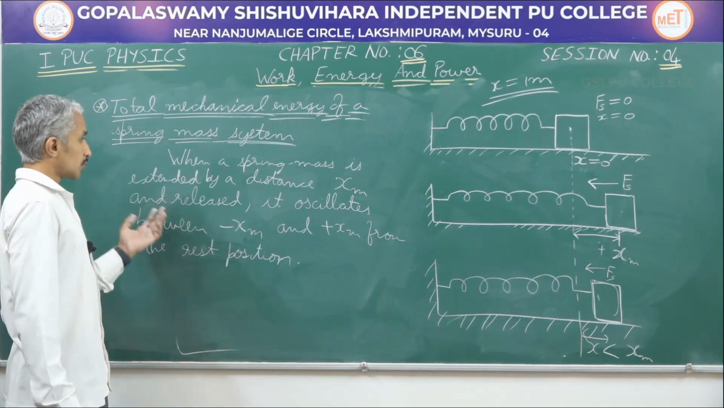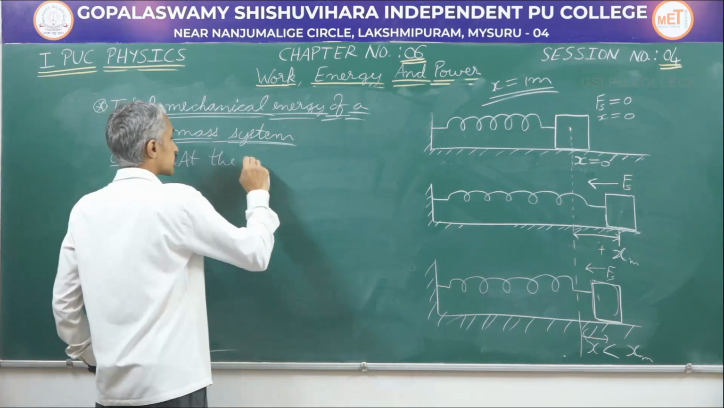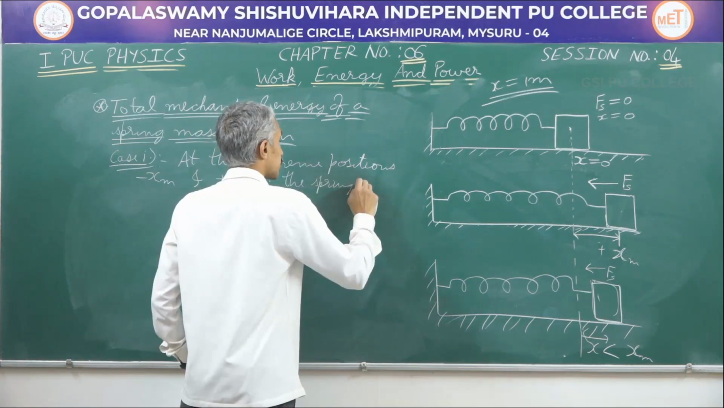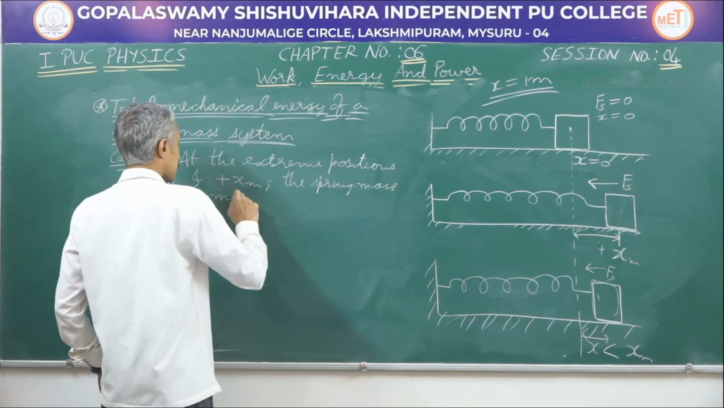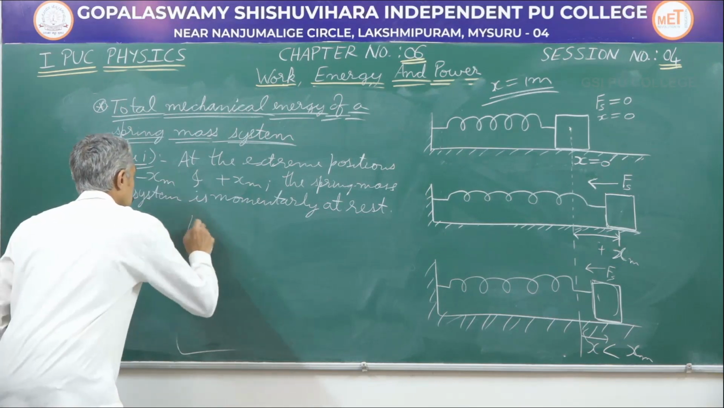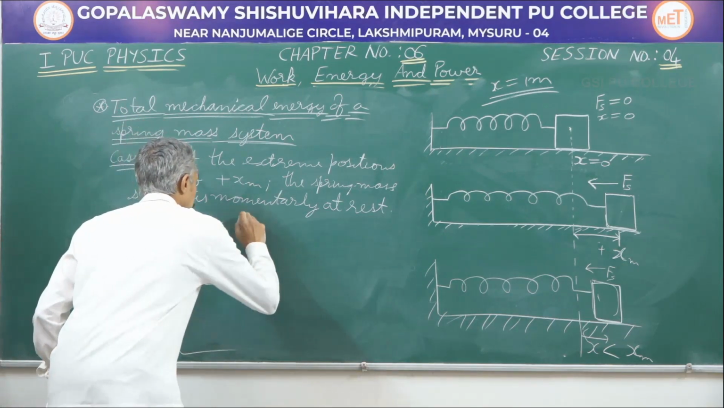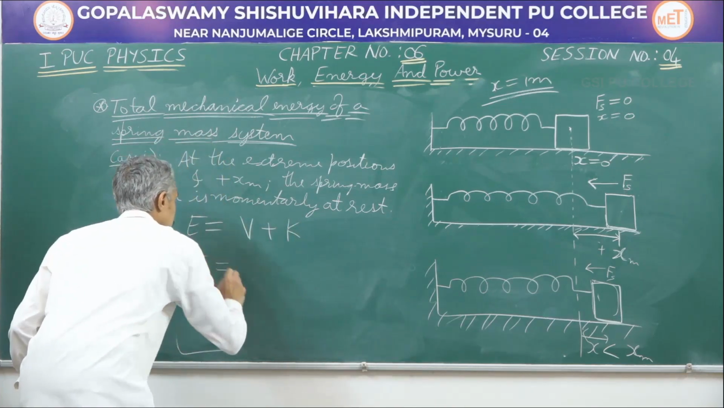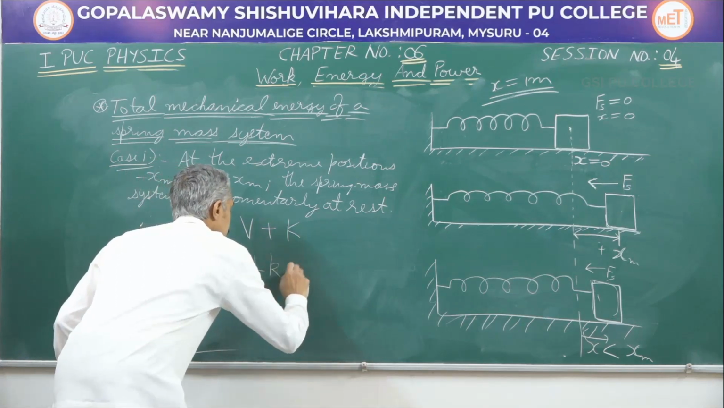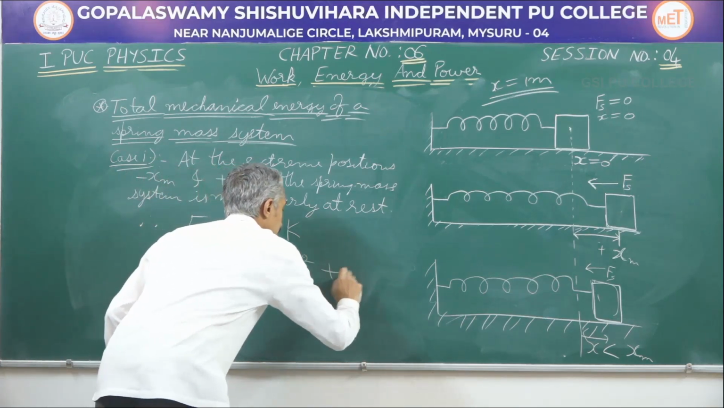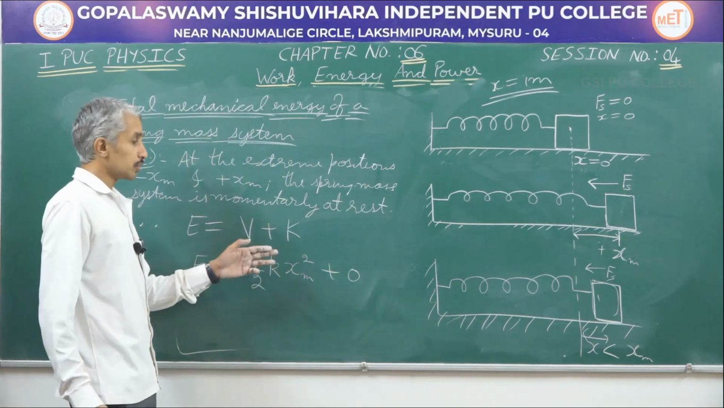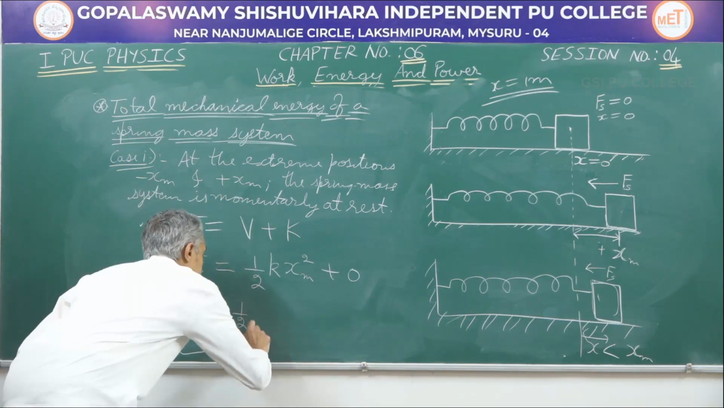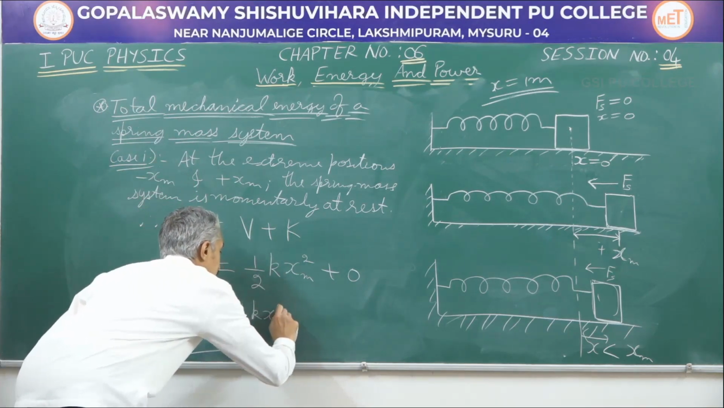Now, let us see what is the total mechanical energy. Case 1. At the extreme positions minus xm and plus xm, the spring mass system is momentarily at rest. Therefore, the total mechanical energy, which is the sum of potential energy plus kinetic energy, is given by half k into x maximum square plus 0, because at the extreme positions it is at rest, which means its velocity is 0. So, the total mechanical energy is half k x maximum square.